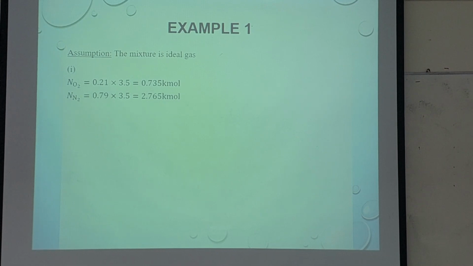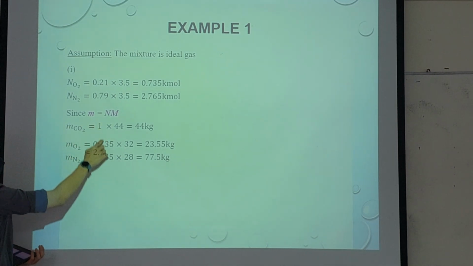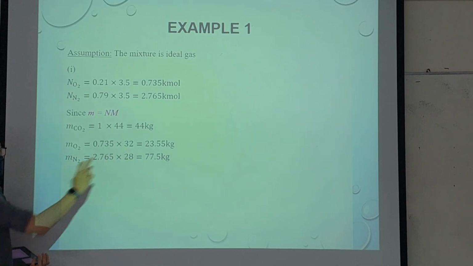So the number of mole of oxygen is just 0.21 multiplied by 3.5, and nitrogen is 0.79 multiplied by 3.5. Because it's just 21% and 79%. This one shouldn't be any issue. So now you have the mole of oxygen, nitrogen, as well as carbon dioxide. Then, since we know that mass is equal to mole multiplied by molar mass, you can find their respective mass by using the number of mole multiplied by molar mass.